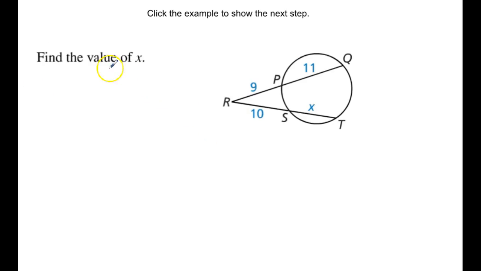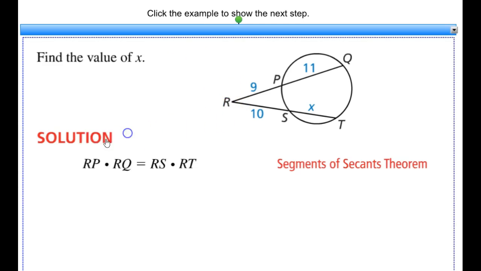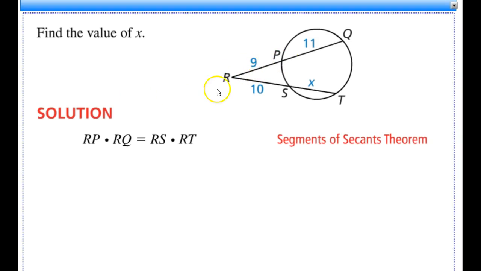Okay, so now here I'm asked to find the value of x. First I see that these two secants do share that endpoint outside the circle, so I can go ahead and use that theorem. I know I'm going to have the outside times the whole thing equals the outside times the whole thing. Then I can substitute what I know. Here was the outside. The whole thing, I could add them together to get 20, equals the outside. The whole thing I add to get x plus 10, because that's the entire length of this secant right here.